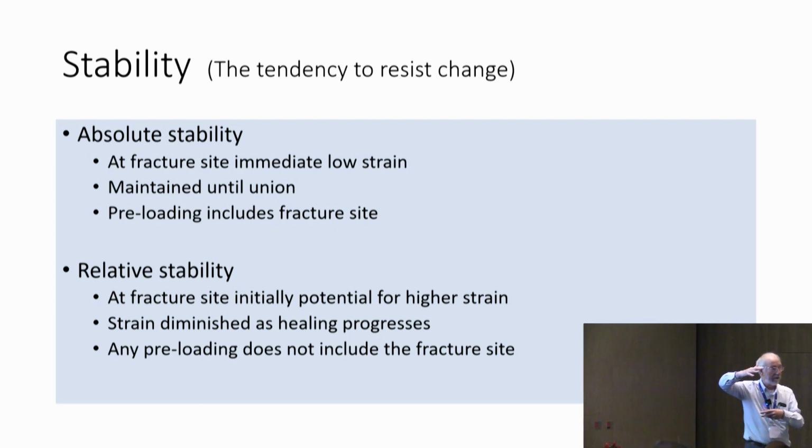So there are ranges, there are spectra, but we've divided those into two, and we've used terms which do imply that it's very specific. So we use absolute stability and relative stability just as the words, but as was shown, it's a continuum. So what do we mean by absolute stability? At the fracture site, there is low strain. So you've got a low enough strain, or hopefully the appropriate strain for bone to remodel.